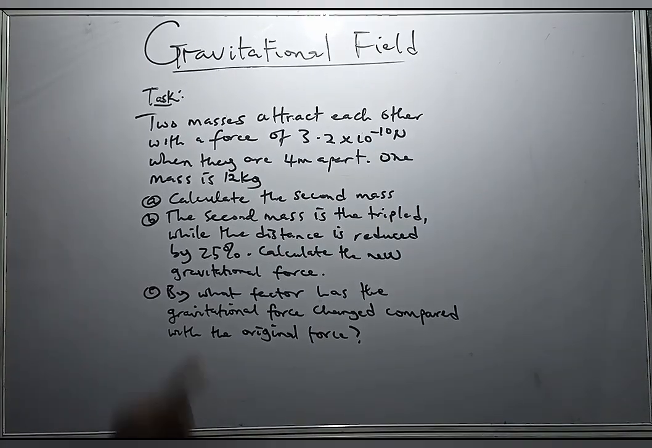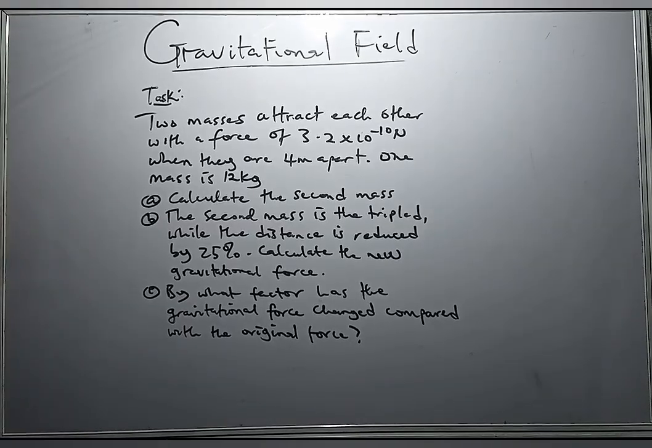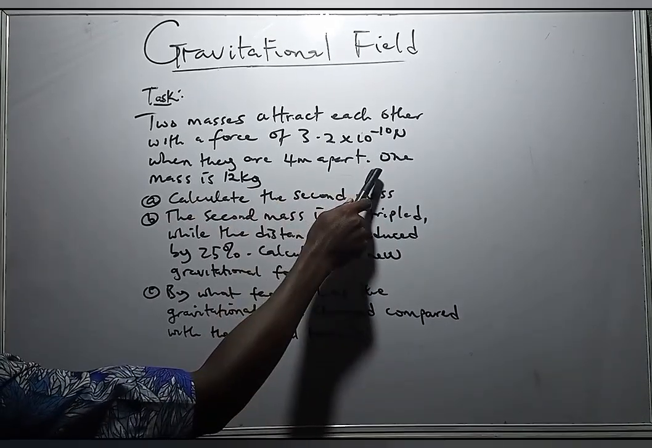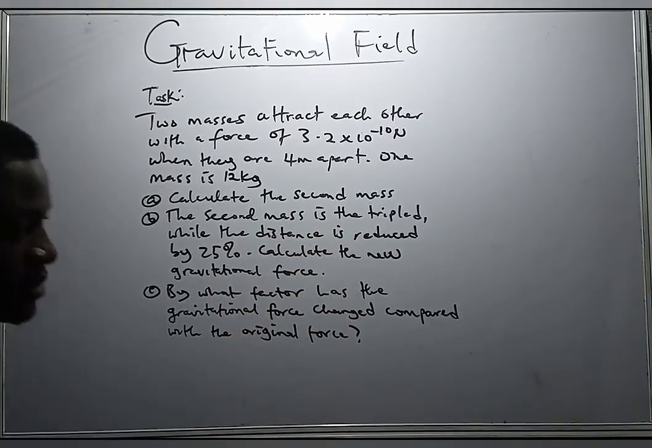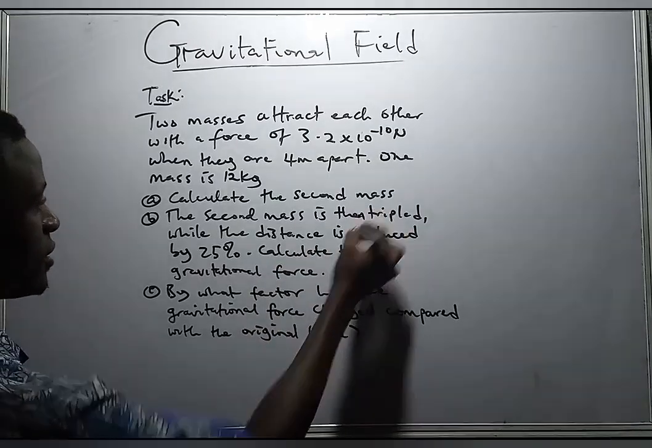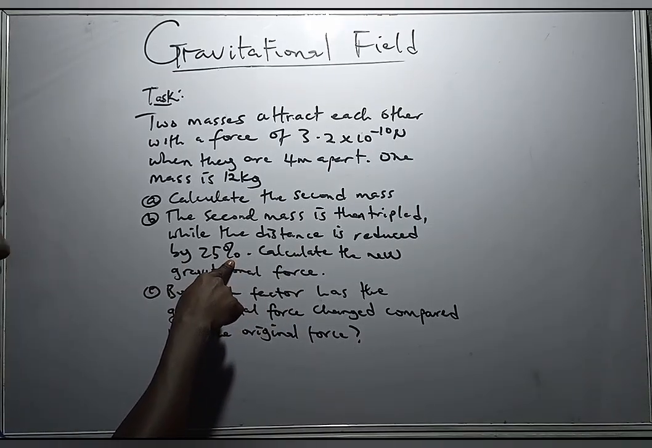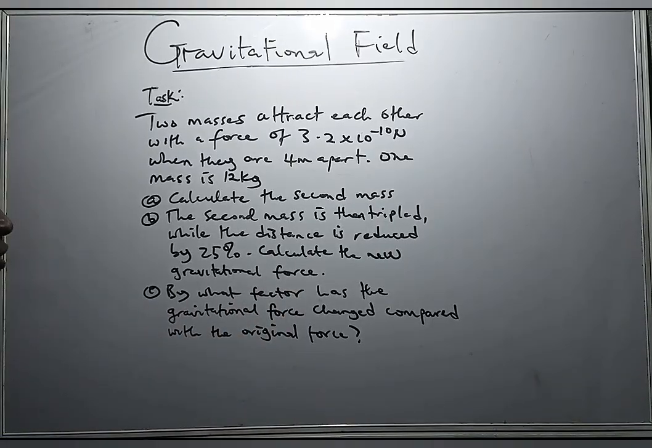Now it's your turn. Here is a question for you to try. It says two masses attract each other with a force of 3.2 times 10 raised to the power minus 10 Newton when they are 4 meters apart. One mass is 12 kg. A says calculate the second mass. B says the second mass is then tripled, while the distance is reduced by 25%. Calculate the new gravitational force. Then see by what factor the gravitational force has changed compared with the original force.